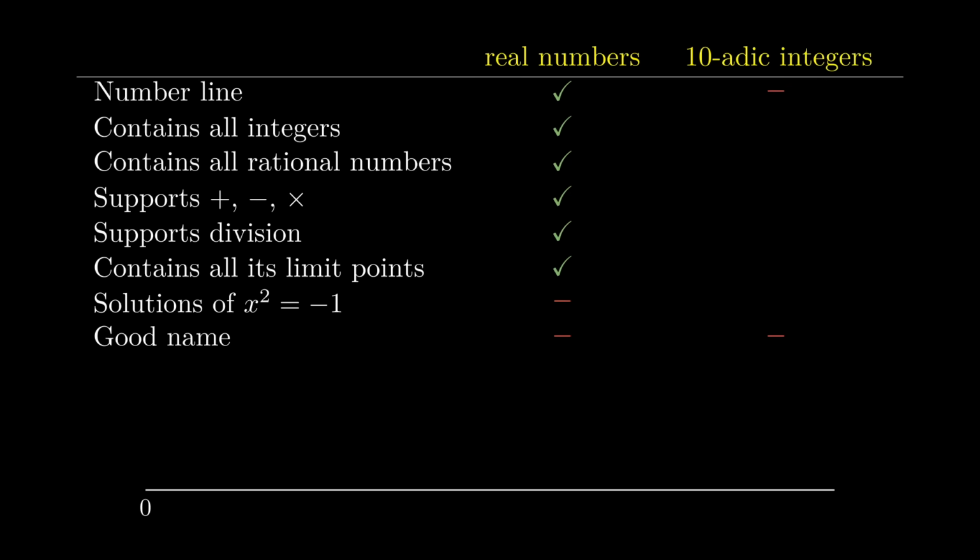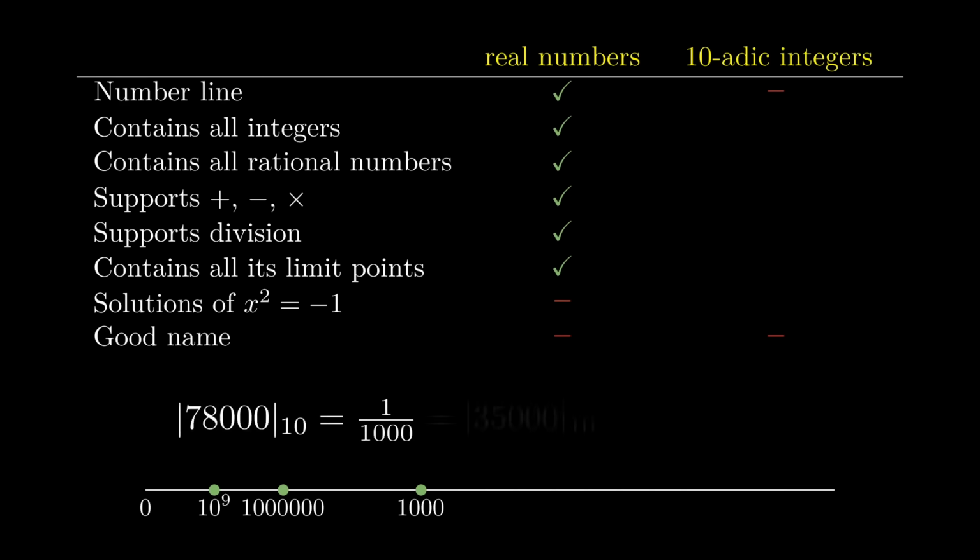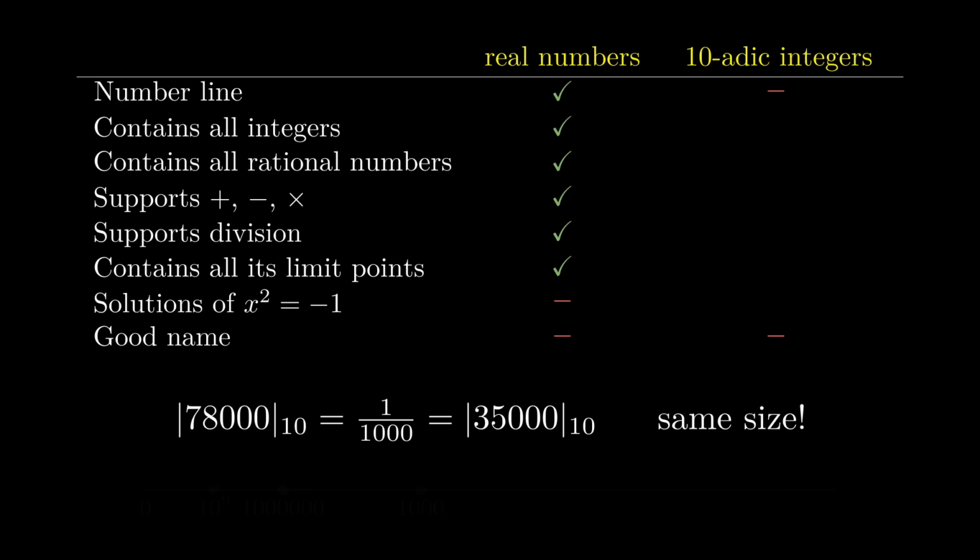You might try to build one, say by placing 1,000 close to 0, and then 1 million even closer to 0, and 1 billion even closer than that. But the problem is that different p-adic integers can have the same size. For example, 78,000 has size 1 over 1,000, but so does 35,000. Which is bigger, 78,000 or 35,000? Well, neither. So we can't place one to the left or right of the other, and there is no p-adic number line. Since there's no p-adic number line, there are no notions of positive and negative.